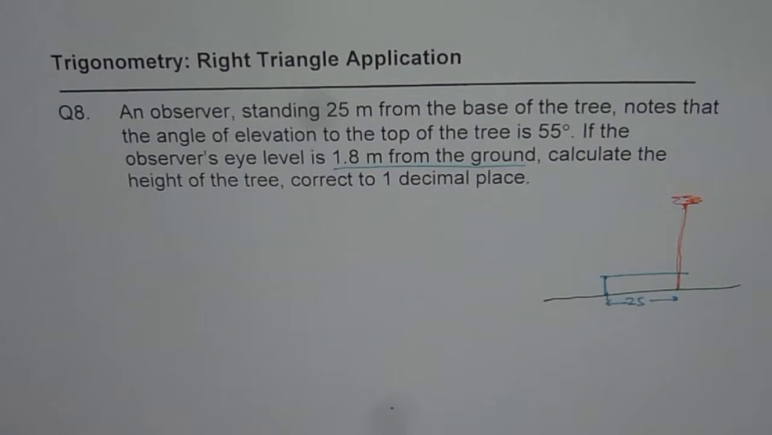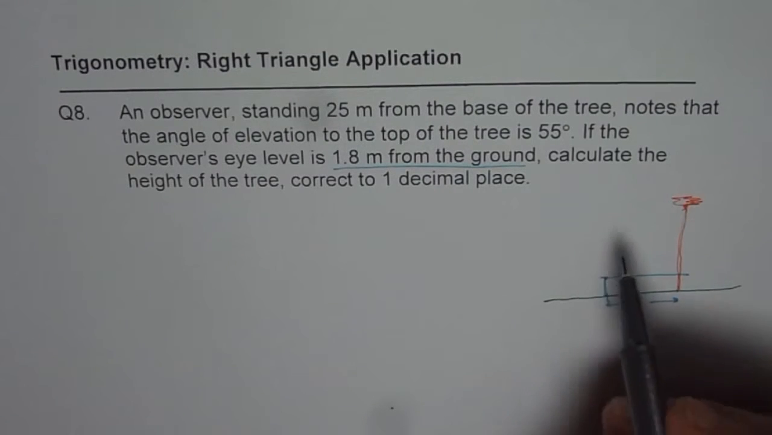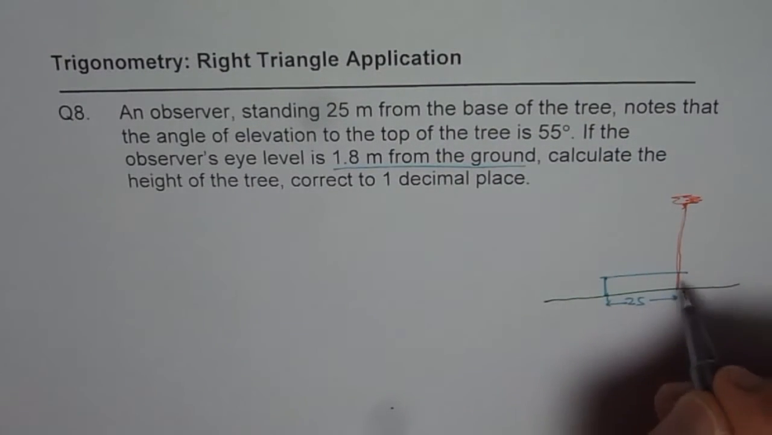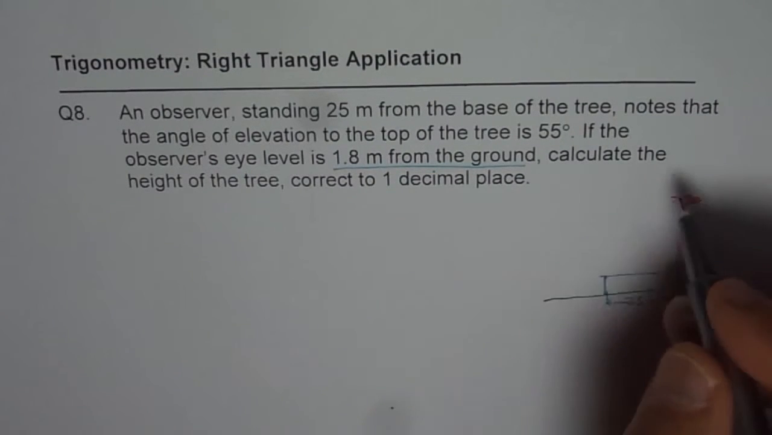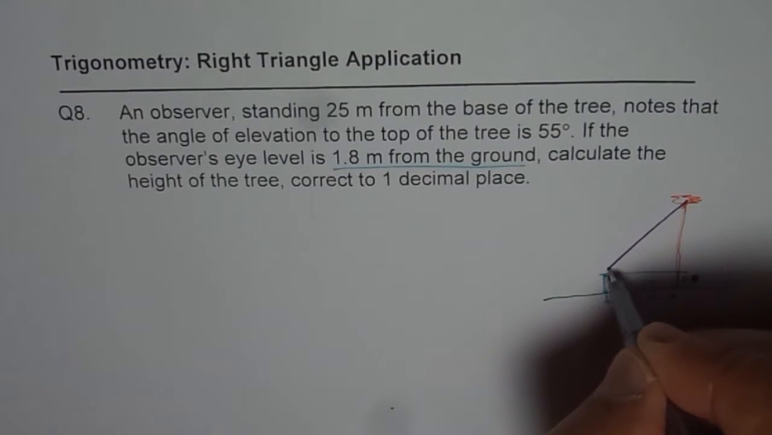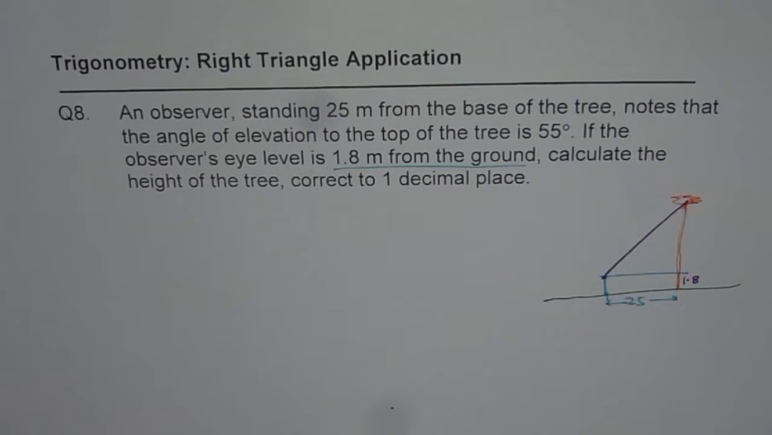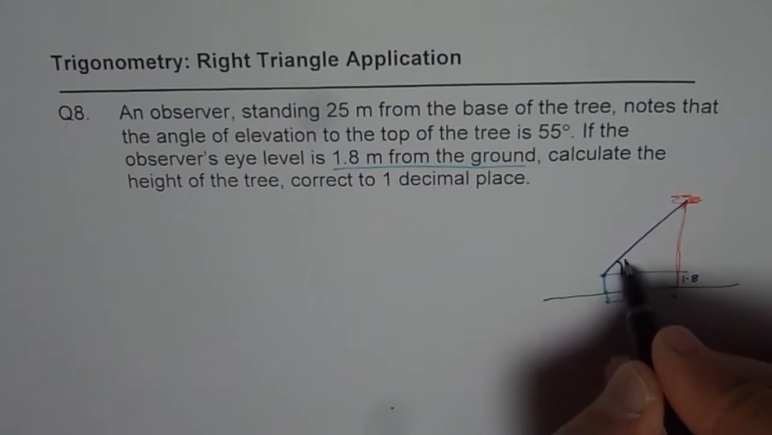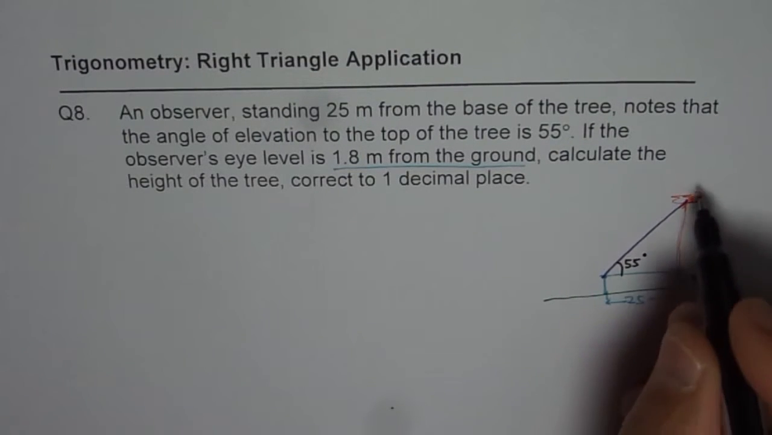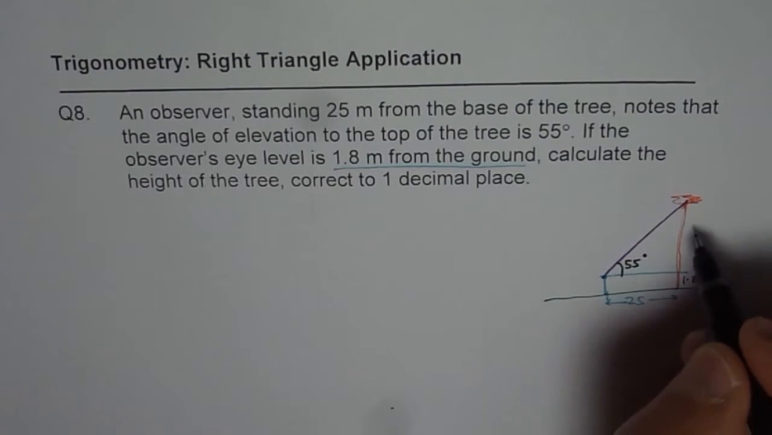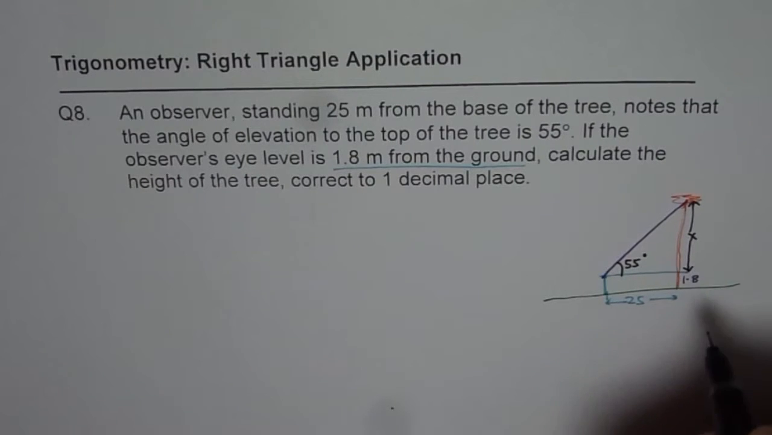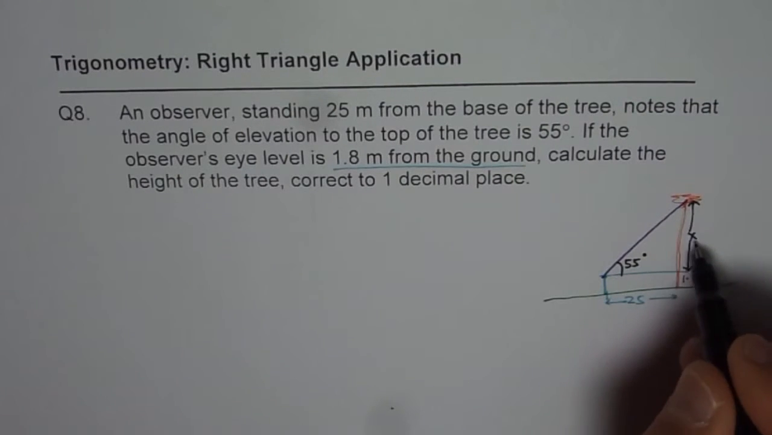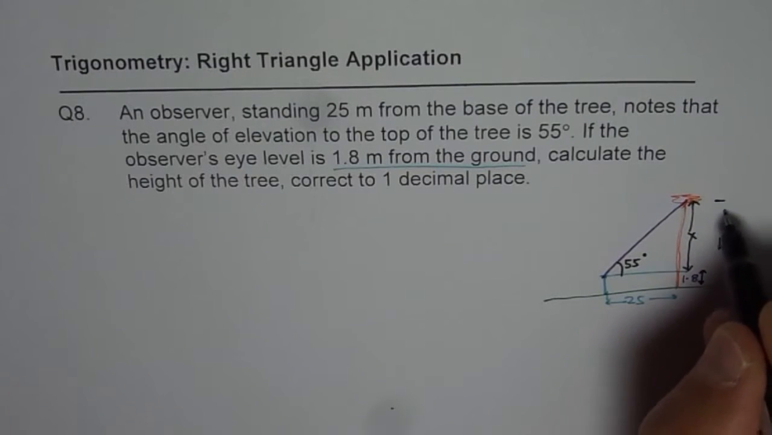Now you understand. So really speaking, understand the situation. So the height of the observer's eye level is 1.8. So this is 1.8, and from here the angle of elevation is 55 degrees. So when I connect this point here, then what I get here is the angle of elevation, which is 55 degrees. And we need to find height of the tree. So let us say this is x, right? So that is the height above 1.8. We have to add 1.8 to x to find the total height. I hope you appreciate that part.